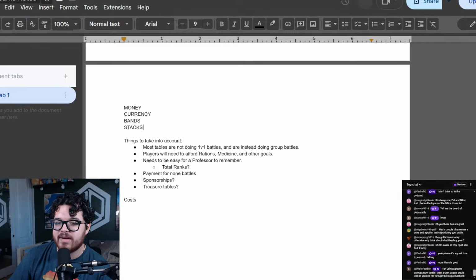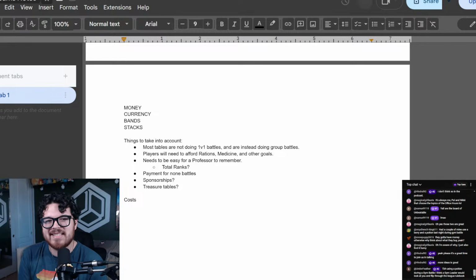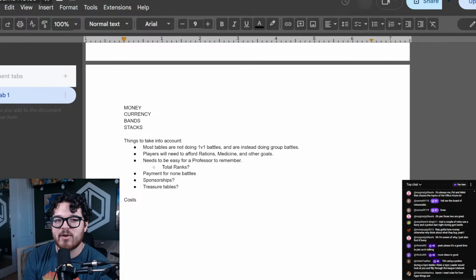TBH using a potion during a gym battle, I think a gym leader would look at you and flip through the league rulebook. So that, Underfeather, that is unfortunately a thing that is talkable. Is in at least the lore of UB, definitely was like, oh yeah, no, why would they allow items in the game? And it's like, oh, that sucks. That's unfortunate, because that does cut off an entire economy of the game from being used in the most important battles in most people's campaign.